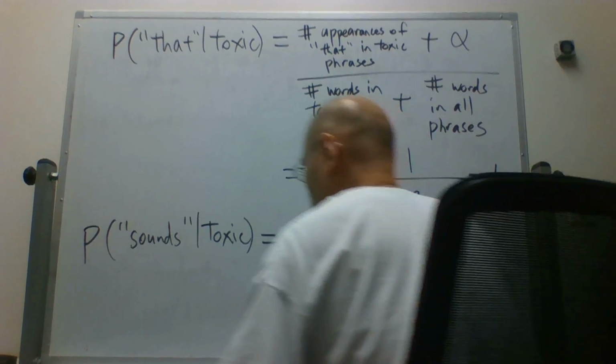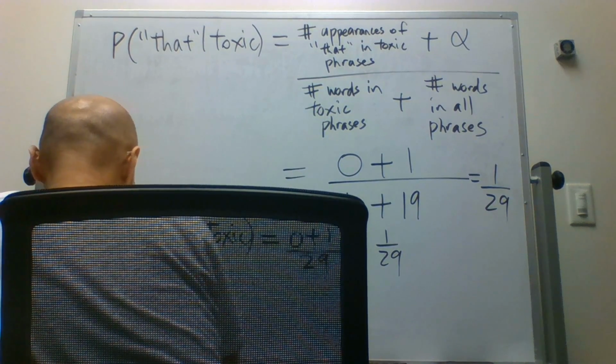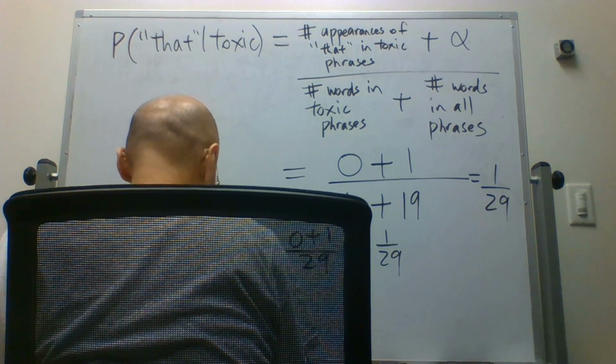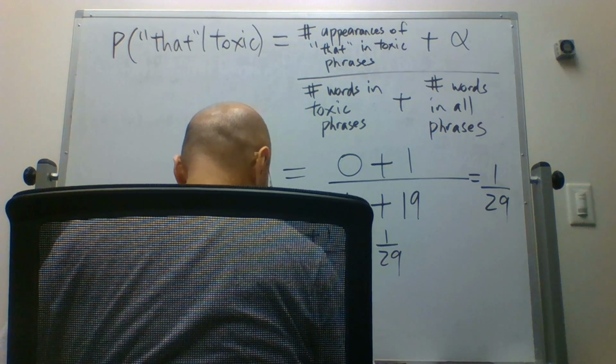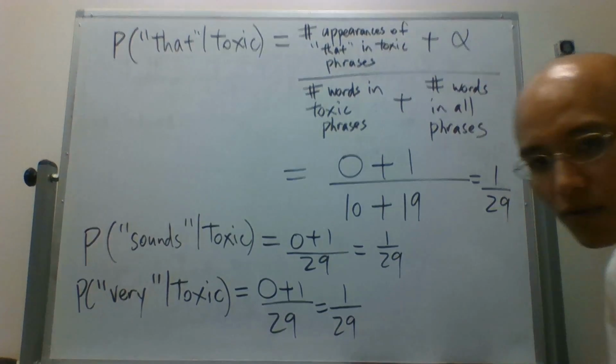Okay, let's do P of very. That's the interesting one, the new word. Very does not appear in any of the phrases, so we're going to have to go with 0 plus 1 divided by 29, which is 1 over 29.